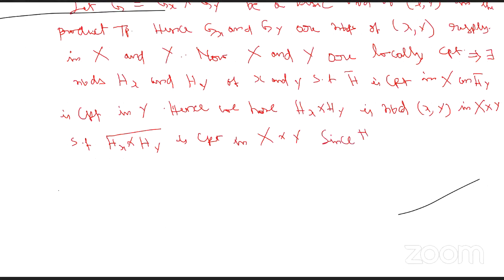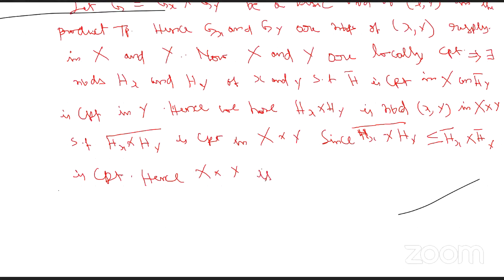since H_X cross H_Y is a subset of its closure, which is a subset of H_X bar cross H_Y bar, which is compact. Hence X cross Y is locally compact in the product topology. This completes the proof. Hence proved.